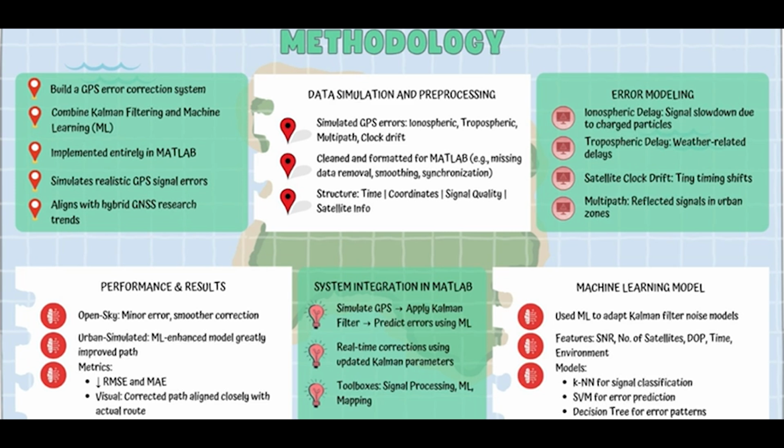In summary, this hybrid approach, developed entirely in MATLAB, shows that combining Kalman filtering with machine learning can enhance GPS accuracy. It is a promising solution for future applications, including mobile and real-time systems.